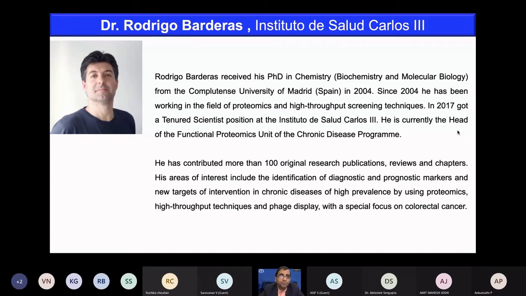It's really great to see Rodrigo after a long time, and I'm very keen to know some of the more recent work he is doing in his lab as an independent PI now at the functional proteomics unit of the chronic disease program in Madrid. Rodrigo brings a lot of expertise in microarray based applications. As I mentioned, he has been working in that field for a long time, but he is also quite keen on developing new chemistries and newer approaches of doing microarrays.